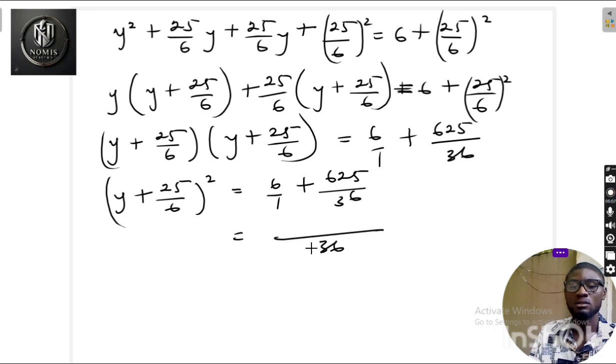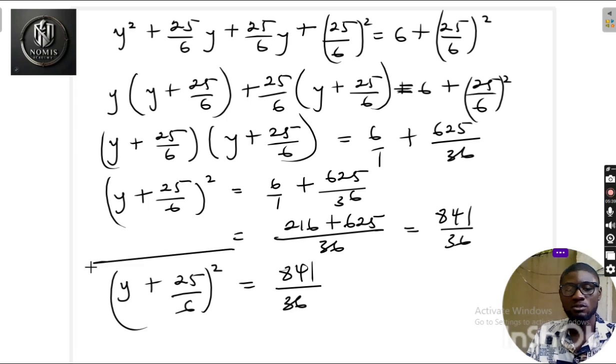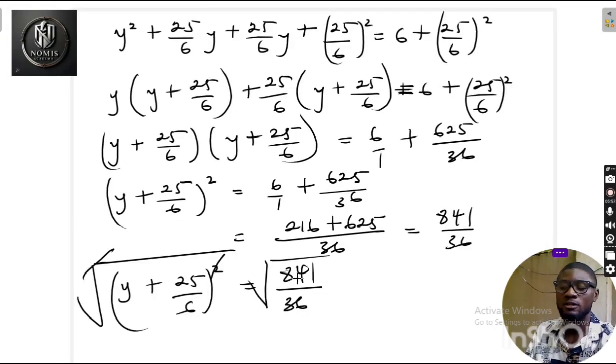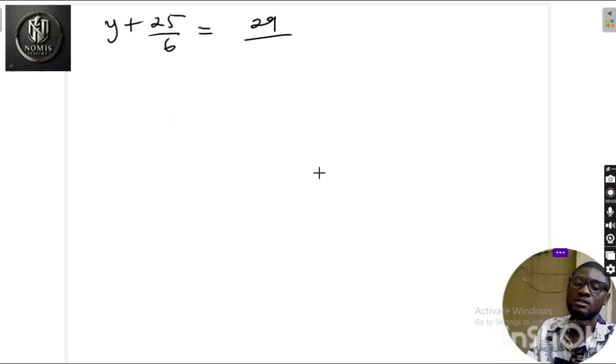So let's find the LCM of this and get to solve it. So this is 36. 36 multiplied by 6 is 216. Yes, 216 plus 625. So this gives us 841 over 36. So now we have y plus 25 over 6 all squared equal to 841 divided by 36. So what we'll do next is to find the square root of both sides. So this cancels this, I'm left with y plus 25 over 6 is equal to the square root of 841, which is 29, and the square root of 36 is 6.